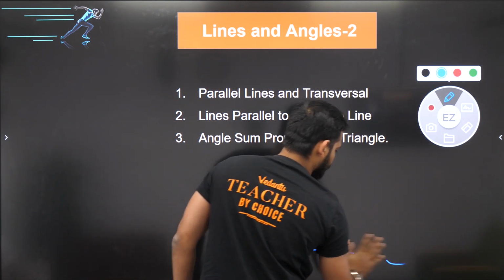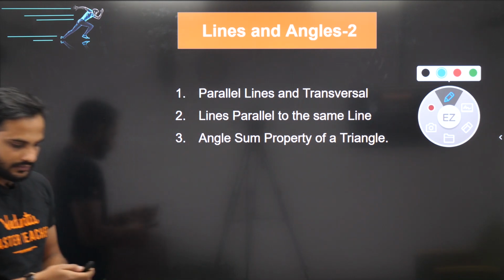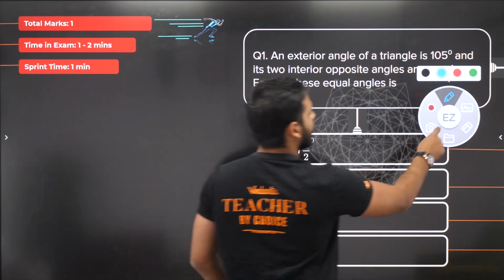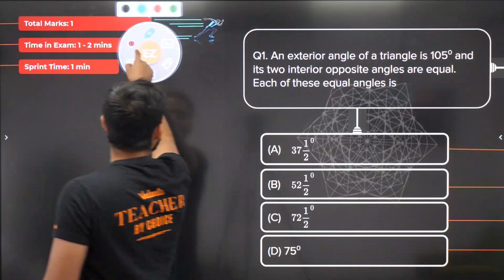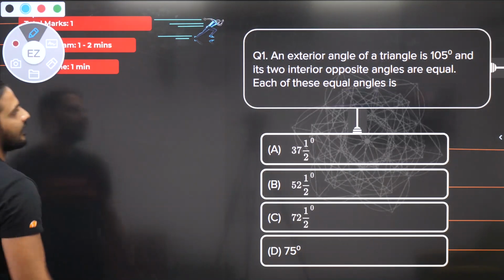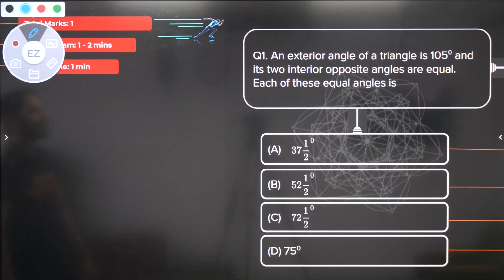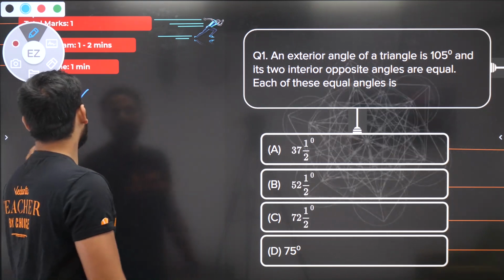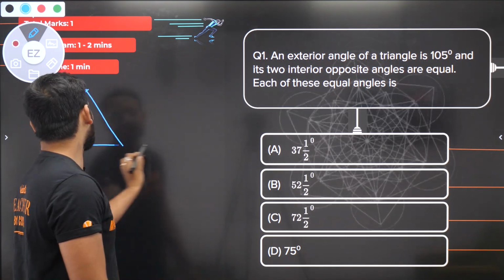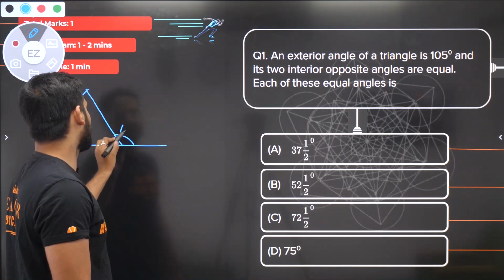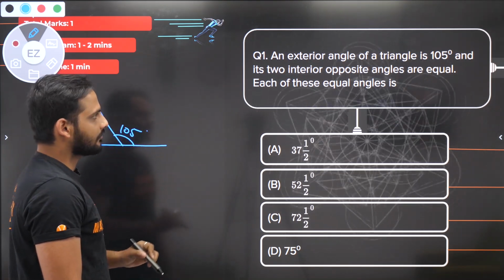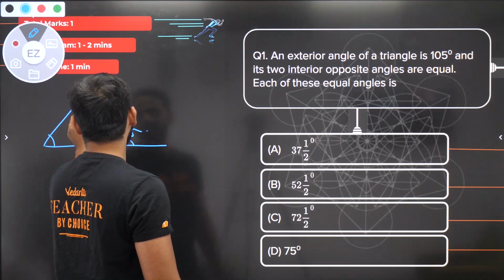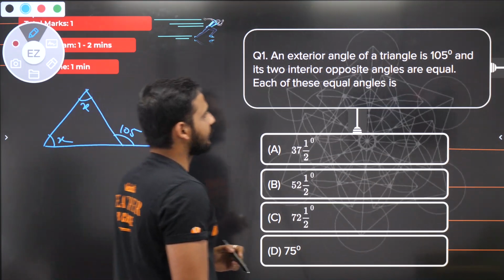The question is: an exterior angle of a triangle is 105 degrees and its two interior opposite angles are equal. What is the value of each of these equal angles? What they have told is that there is a triangle and this exterior angle is given as 105 degrees, and these two interior angles are equal. So what is the value of these equal angles?